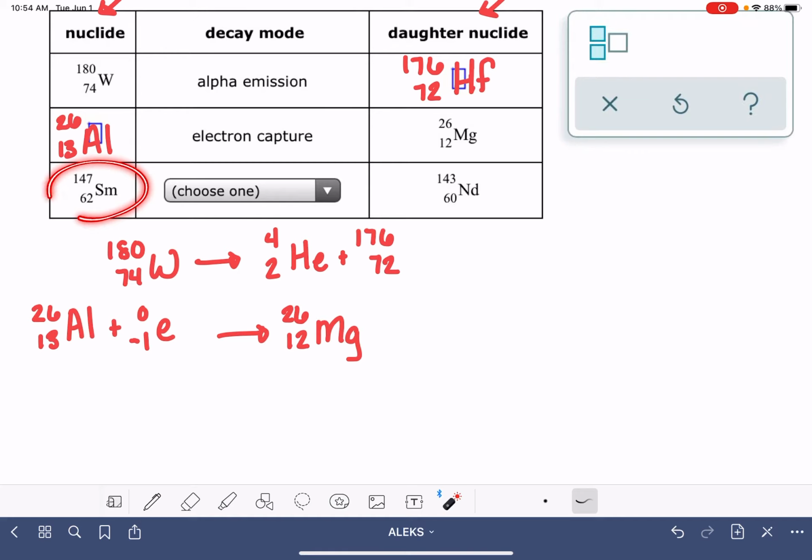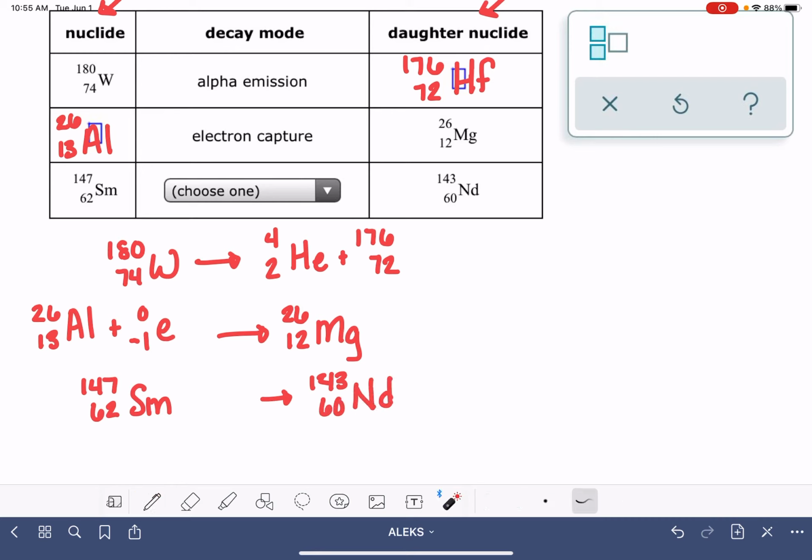And then the last one is asking us, how do we go from SM147 to ND143? To do that, we want to look at what's changing in terms of the mass number, what's changing in terms of the atomic number. I'm going to write this stuff down here. We don't know if this is going to be something that we're adding to the product side or something that we're adding to the reactants side.